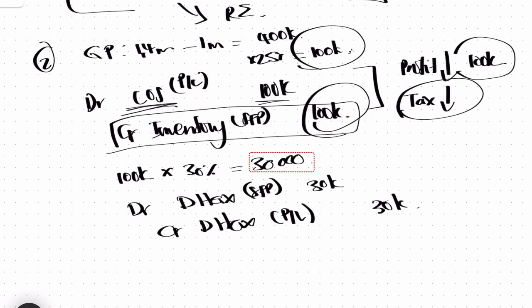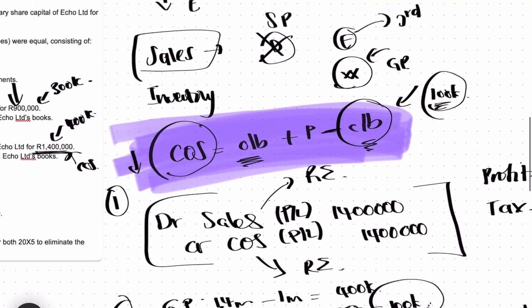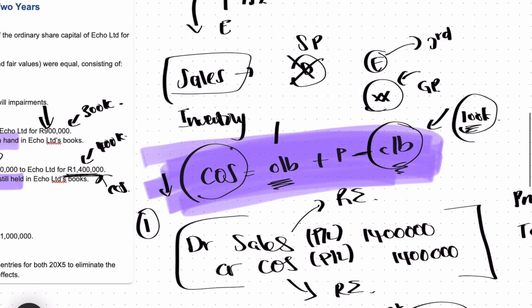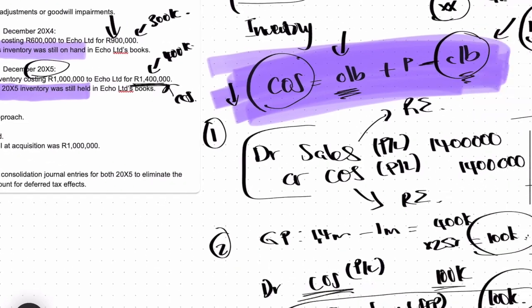So those are the tax consequences over there. And then the third journal entry I need to consider would be the impact on the opening balance. Now, remember that last year's closing balance of inventory becomes this year's opening balance of inventory.